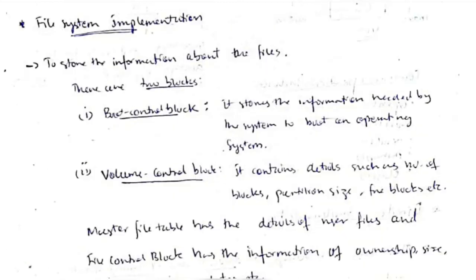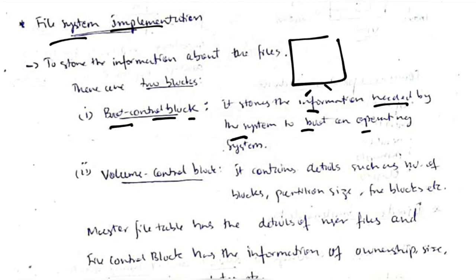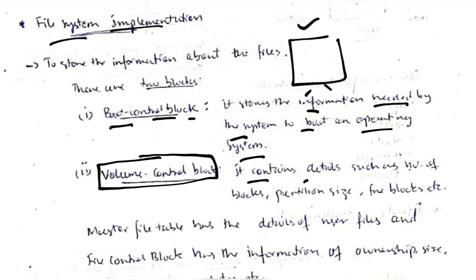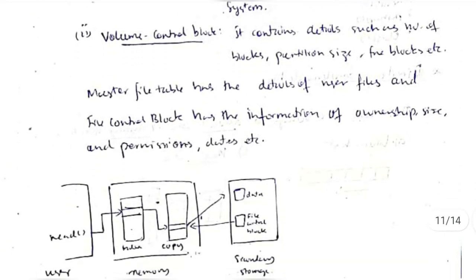Okay, the next one is file system implementation. To implement any file, you need to run the computer system. For that, a boot control block is used. It has the information needed by the system to boot an operating system. After that is done, you need the information regarding the files present inside the memory locations. So it contains details such as the number of blocks, partition size, free blocks, and so on.